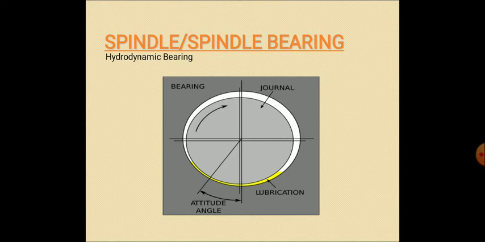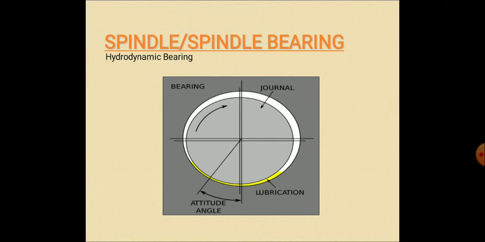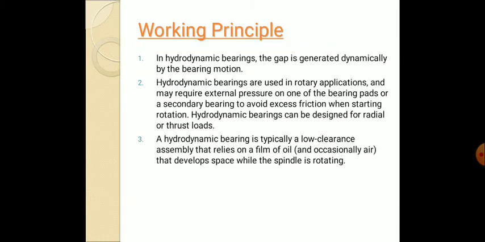A hydrodynamic bearing is typically a low clearance assembly that relies on a film of oil. So this is the oil which develops the pressure on the journal with the help of the bearing assembly. When the bearing starts rotating, this lubrication oil develops high pressure on the journal, which makes the journal rotate. The bearing transmits the load on a self-renewing film of the lubricant. So this is the working principle.